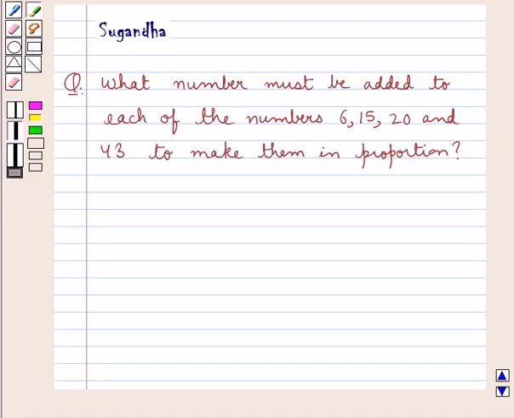In this session we discuss the following question which says, what number must be added to each of the numbers 6, 15, 20 and 43 to make them in proportion?